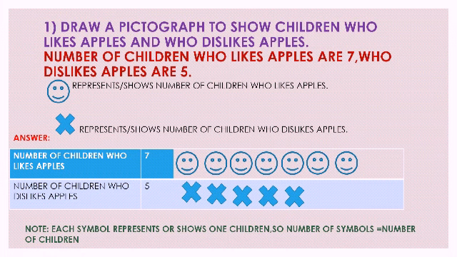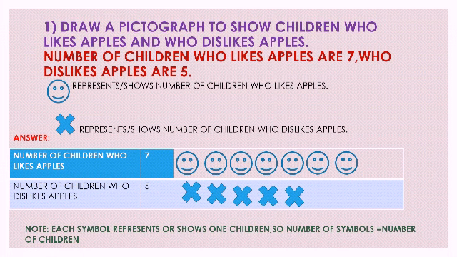Now, when you are drawing the pictograph, how will we do it? You will make a column. First, the number of children who like apple. How many of them are there who like apple? 7. So, as I told you, each smiley means 1 child. So, if there are 7 children who like apple, how many smileys will you draw? You will draw 7 smileys. Look here, there are 7 smileys.